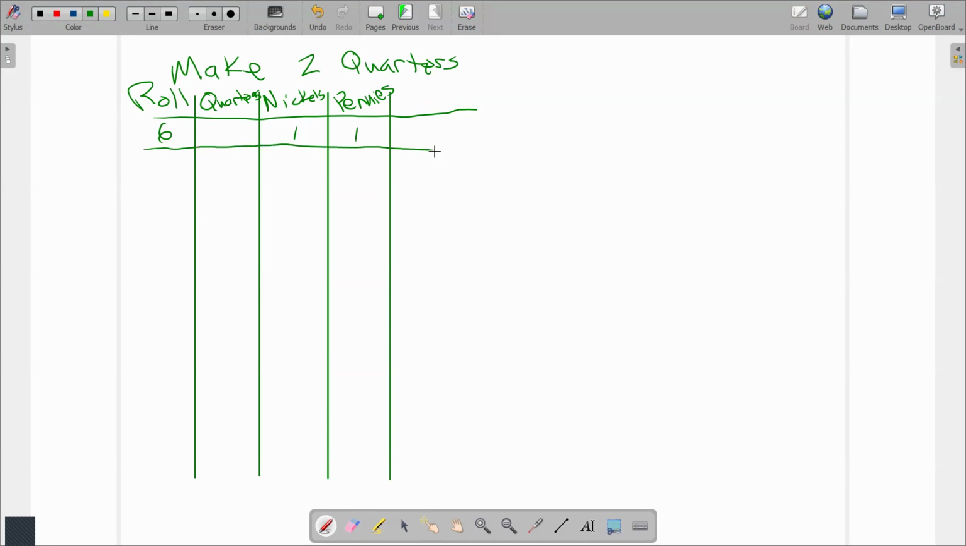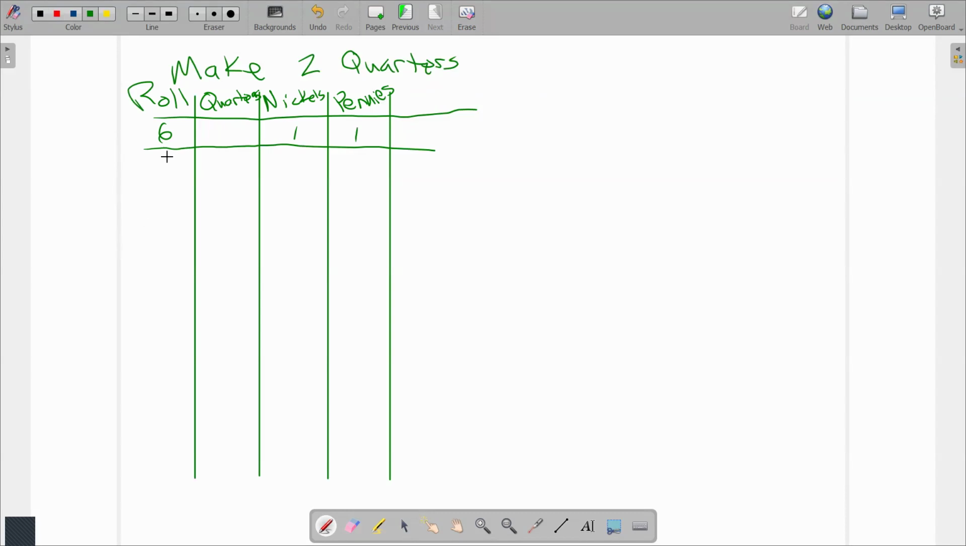Why do we need quarters if there's no number over 6? So the game is called Make 2 Quarters. We're gonna keep collecting money, adding it on to whatever we get. Yeah, so give me a number you got. You got a 2 and you got a 5.